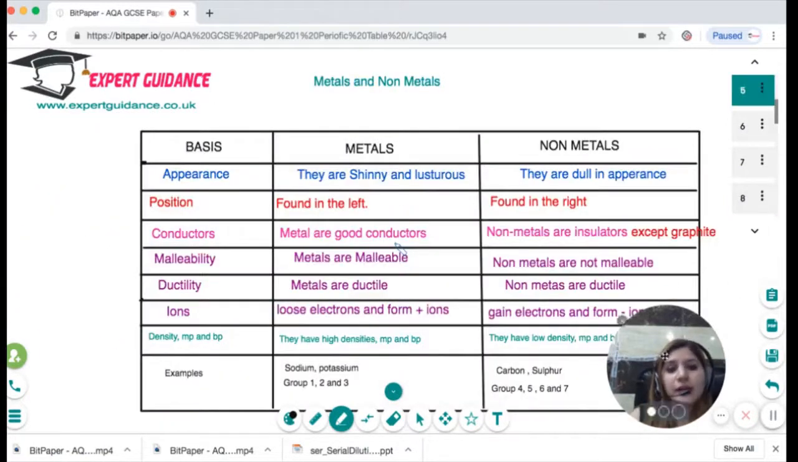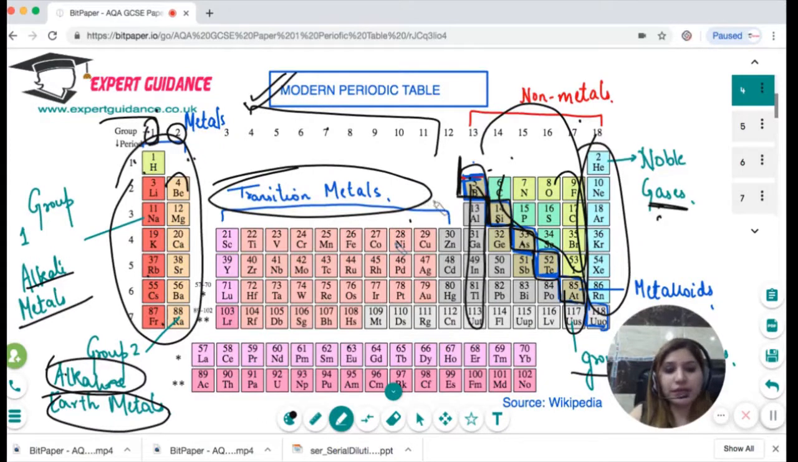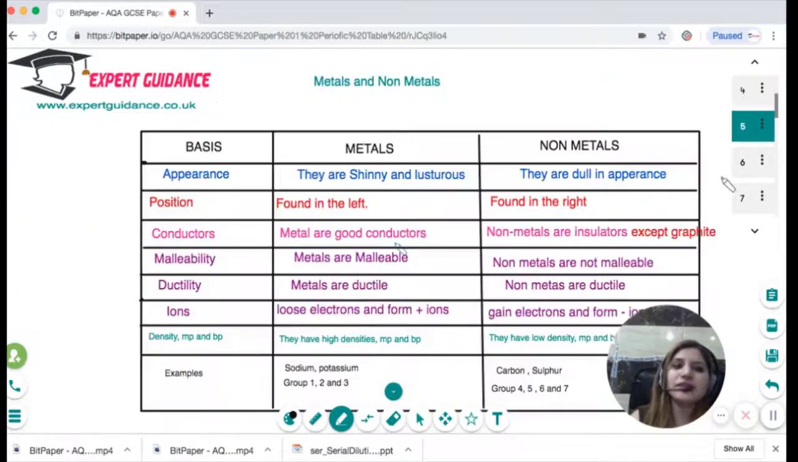Okay, now if you see, the majority of the periodic table can be categorized into 2 classes of elements, the metals and the non-metals. Now you should know the difference between a metal and a non-metal. 2 differences I can easily make from the periodic table. There are a lot more metals than non-metals. Metals are to the left of the periodic table, non-metals are to the right of the periodic table.